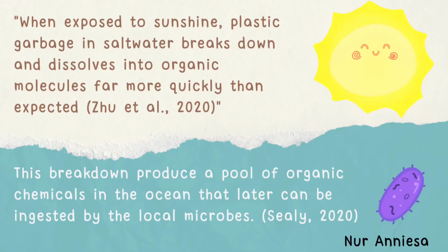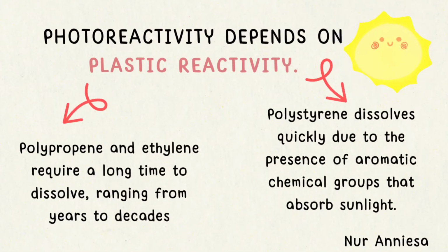Researchers from China and the United States have found a significant role of sunlight in plastic breakdown. When exposed to sunshine, plastic garbage in salt water breaks down and dissolves into organic molecules far more quickly than expected. This breakdown produces a pool of organic chemicals in the ocean that can later be ingested by local microbes. However, this also depends on the plastic's photoreactivity itself. Polypropylene and polyethylene require a long time to dissolve, ranging from years to decades, whereas polystyrene dissolves quickly due to the presence of aromatic chemical groups that absorb sunlight.